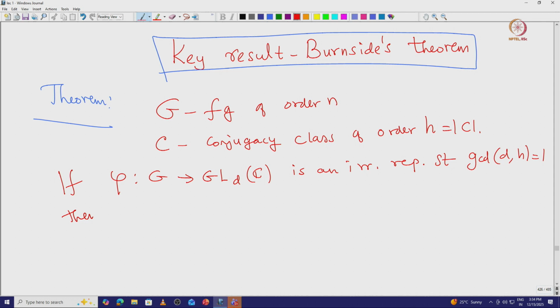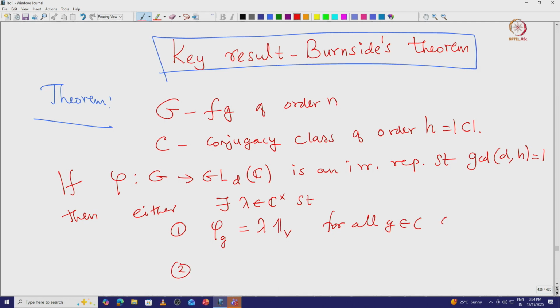With this assumption we have the following conclusion. Either phi(g) is a scalar times identity for all elements g in C. So, you have some scalar lambda in C star such that phi(g) is lambda times identity for all g in C, or we can conclude that the trace of phi(g) is 0 for all g in C. So, the character value on g will be 0 for all g in C. Only one of these will happen.